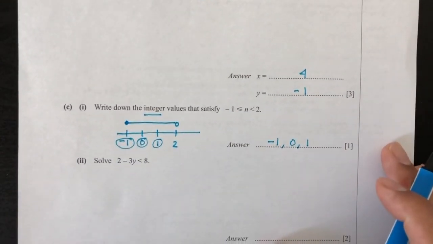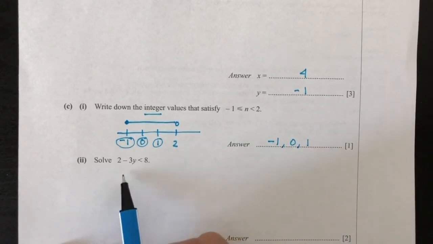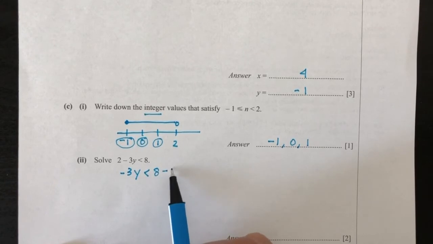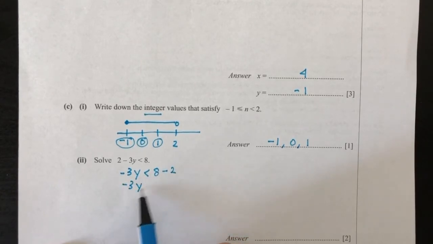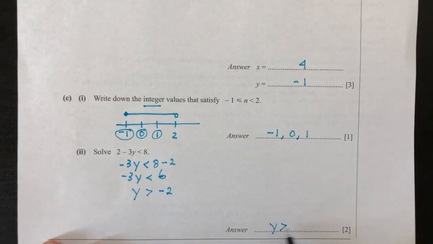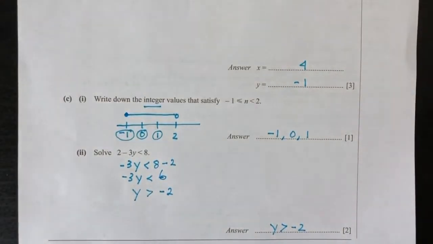Now for part 2, solve this inequality to find the value of y. So y minus 3y will be less than 8 minus 2. Minus 3y will be less than 6. So y will be more than minus 2. When you divide by a negative, the sign changes. y will be more than minus 2. That is part 2.